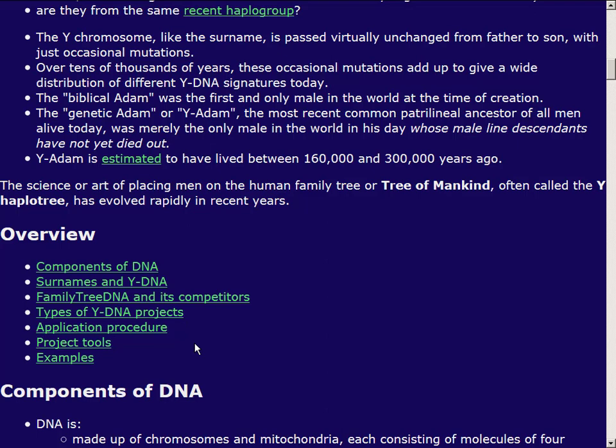and then I'll spend about the last quarter of the talk going through examples of surname projects and telling you what people have learned about the history of particular surnames from Y-DNA projects. And there'll be a bias towards County Clare surnames because that's where I live and where many of my ancestors came from.